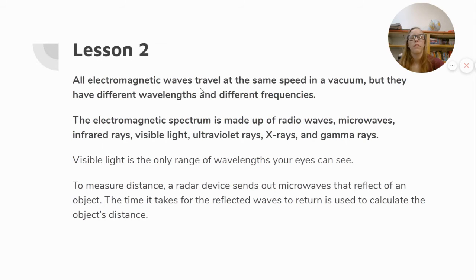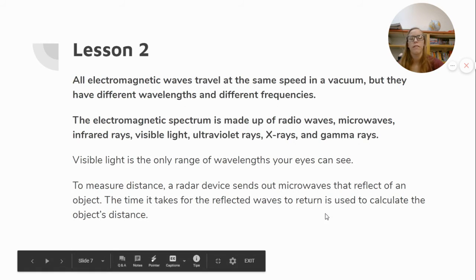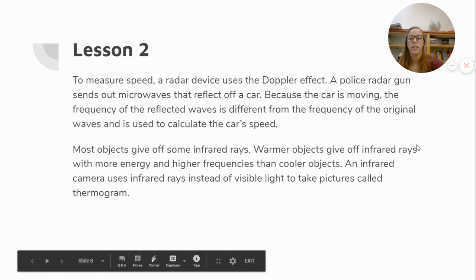All electromagnetic waves travel at the same speed in a vacuum, but they have different wavelengths and different frequencies. The electromagnetic spectrum is made up of radio waves, microwaves, infrared rays, visible light, ultraviolet rays, X-rays, and gamma rays. Visible light is the only range that eyes can see. To measure distance, a radar device sends out microwaves that reflect off an object. The time it takes for the reflected rays to return is used to calculate the object's distance.